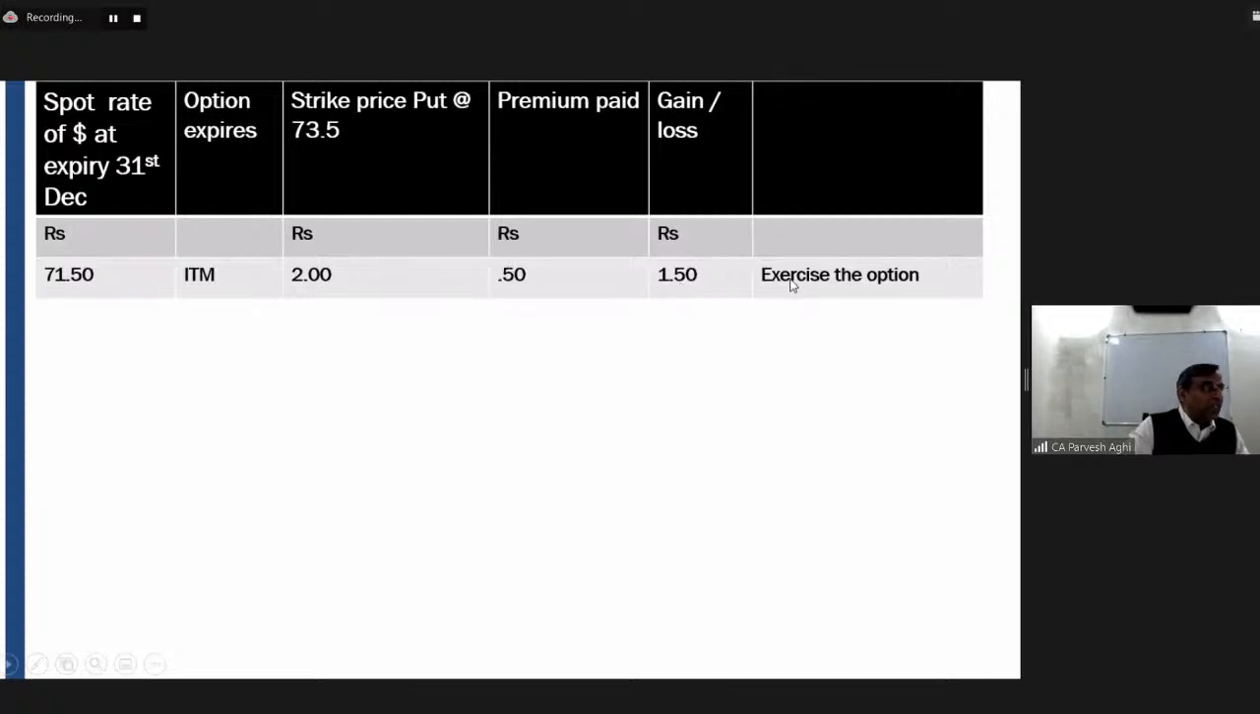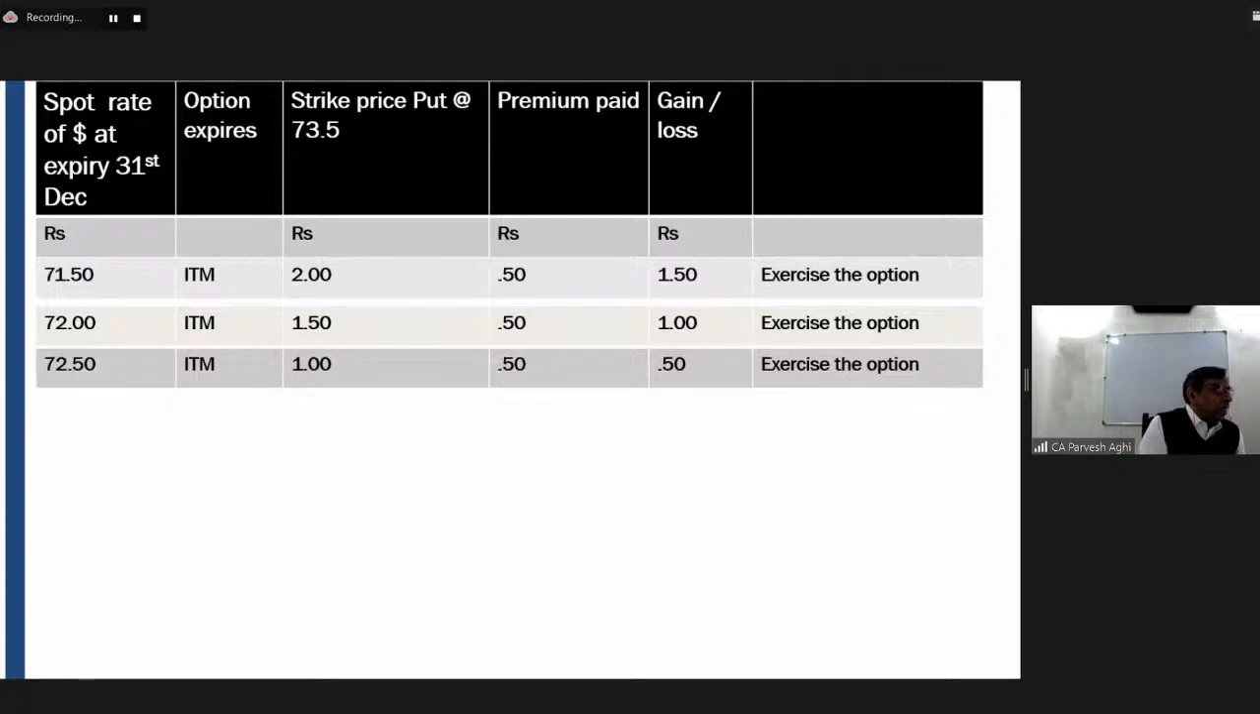And he's going to exercise the option. In this case, he is going to exercise the option. He is going to recover this 2 rupees from the put writer, and he will pay him the premium of 50 paisa. So the net put writer will lose 1 rupee 50 paisa. Here we're talking about a put, sorry. So the put buyer will make a profit of 1 rupee 50 paisa and the put writer is going to lose 1 rupee 50 paisa.